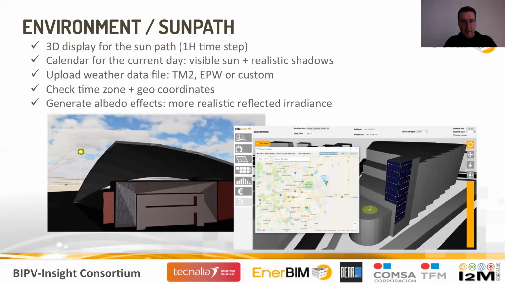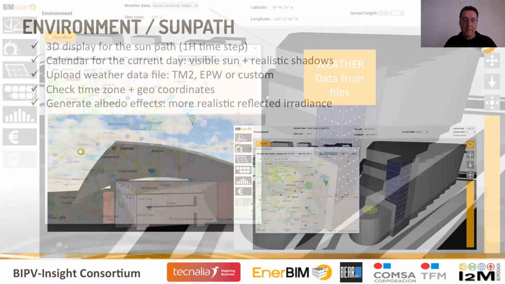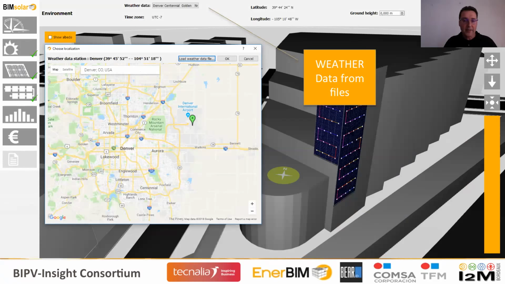We start by considering the environment and the sun path, because the incoming energy comes of course from the sun and from the weather data, and we display instantly your location and the sun course. You will be able to import your weather file from a typical TM2 or EPW file, or build your own file as far as you are able to gather data. And we can help you, through the interface, to locate your site and to select the best weather file near your project location.